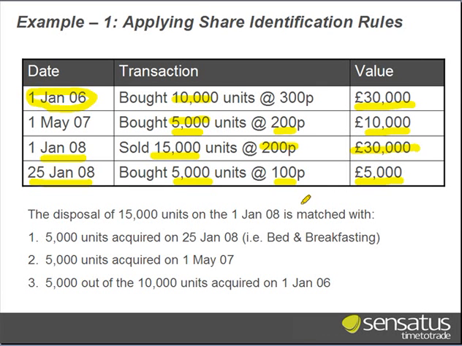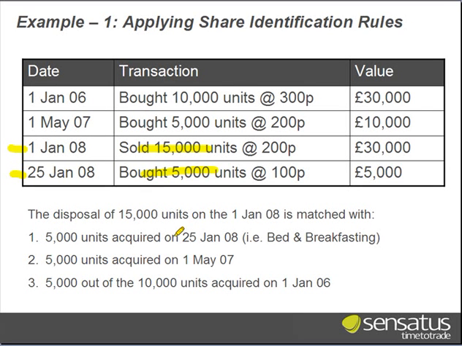So when it comes time to calculating your gain or loss on these transactions, you first of all have to match the transactions bought within 30 days of the disposal. So the disposal date was 1st of January, the 25th is within 30 days in the future, so you have to match these units bought to the units sold on the 1st of January. In this case, there was 15,000 units sold, 5,000 units bought, so we have to then match another 10,000 of the remaining units.